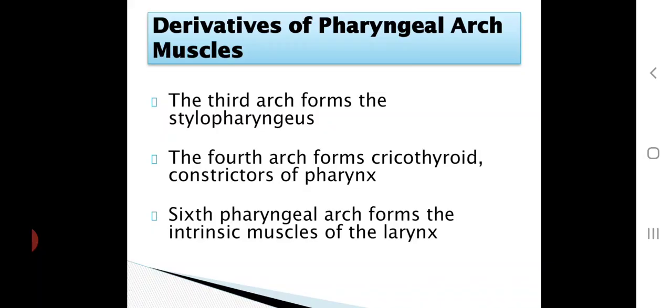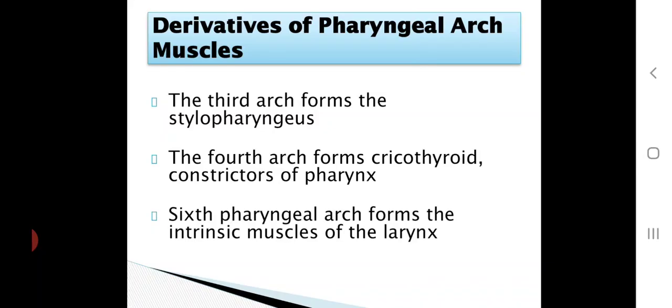Fourth arch forms the cricothyroid and constrictors of the pharynx. 3 constrictors will be present in the pharynx: superior constrictor, middle constrictor and inferior constrictor. So mainly the pharyngeal muscles are given by the fourth arch, and also the cricothyroid, that is the muscle of the larynx. Now can you tell which is the nerve of the fourth arch? The nerve of the fourth arch is the superior laryngeal nerve. So the superior laryngeal nerve supplies the cricothyroid muscle.